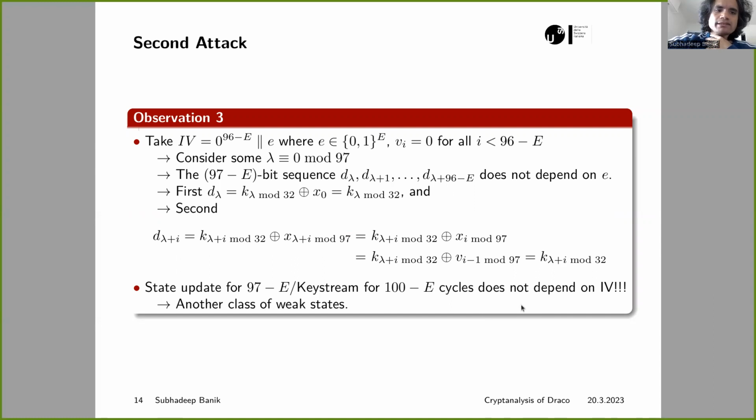But the main takeaway is that for any IV of this form, the state update for 97 minus e cycles, and for similar reasons, keystream bits for 100 minus e cycles do not depend on the IV at all. And this gives rise to another sort of weak configurations that we can exploit in the following way.